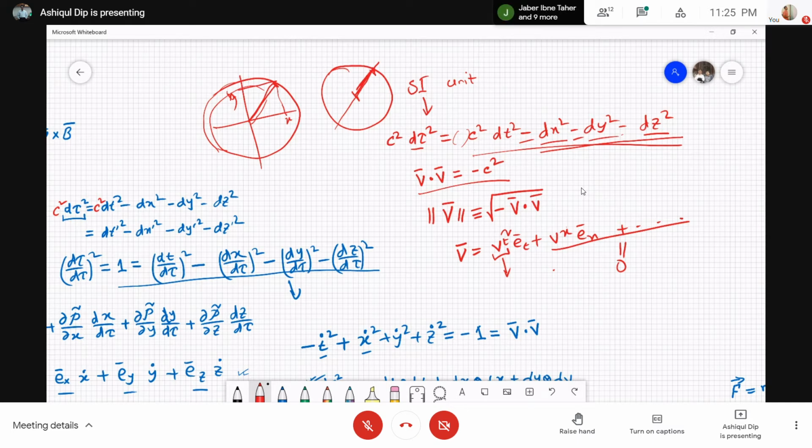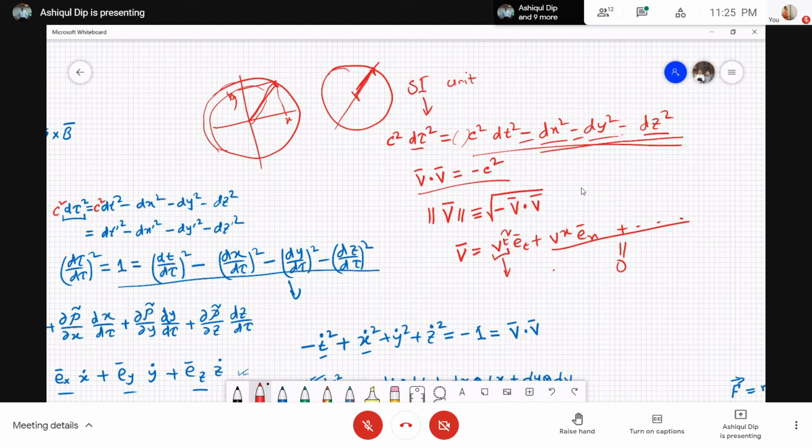So what's the value of c? Just tell me first, then I'll explain. What value are you considering? 3 into 10 to the power 8 meters per second. Okay, that's because you have chosen a specific unit system. You have defined your length and your time arbitrarily. That c equals 3 into 10 to the power 8 meters per second is a result of the arbitrariness in your unit system.